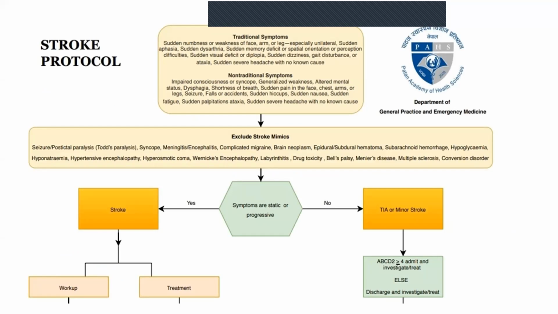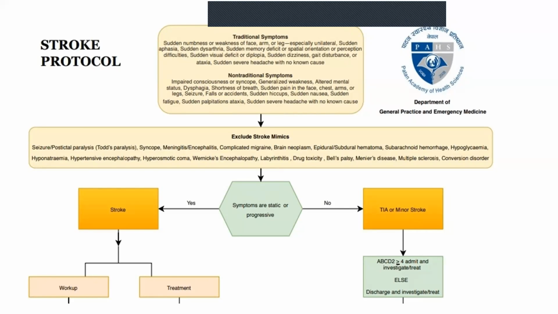In traditional symptoms, there is sudden numbness or weakness of face, arm or leg, especially unilateral, sudden aphasia, sudden dysarthria, sudden memory deficit or spatial orientation or perception difficulties, sudden visual defect or diplopia, sudden dizziness, gait disturbance or ataxia, sudden severe headache with no known causes.